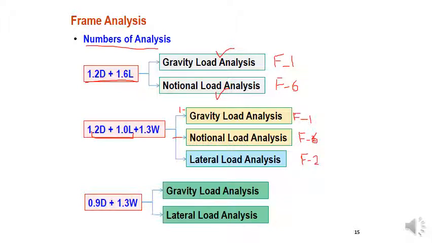And the third load combination has 0.9 dead and 1.3 wind. For the lateral load analysis, you already have the factor 1.3W, and for the gravity, you already have 0.9D. But for the notional load, our condition is not satisfied, because I told you at the start of lecture number 3 that the definition of the notional load is a certain percentage of the gravity load, and it is a combination of the factored dead load and live load. Here only dead loads are there, so no live load. So the conditions are not satisfied for the notional load calculation, and you are not going to use the notional load analysis here. Just the gravity load analysis with frame 1 and the lateral load analysis with frame 2.